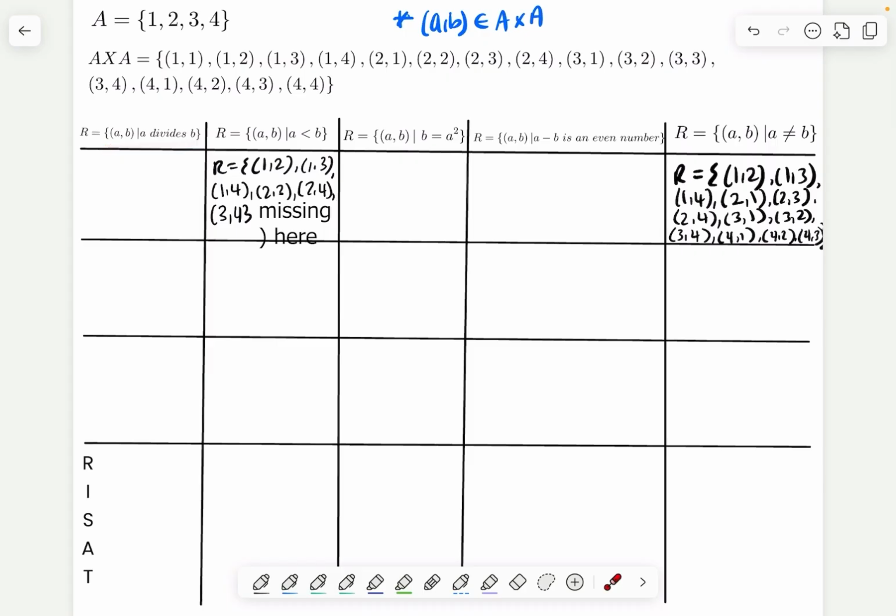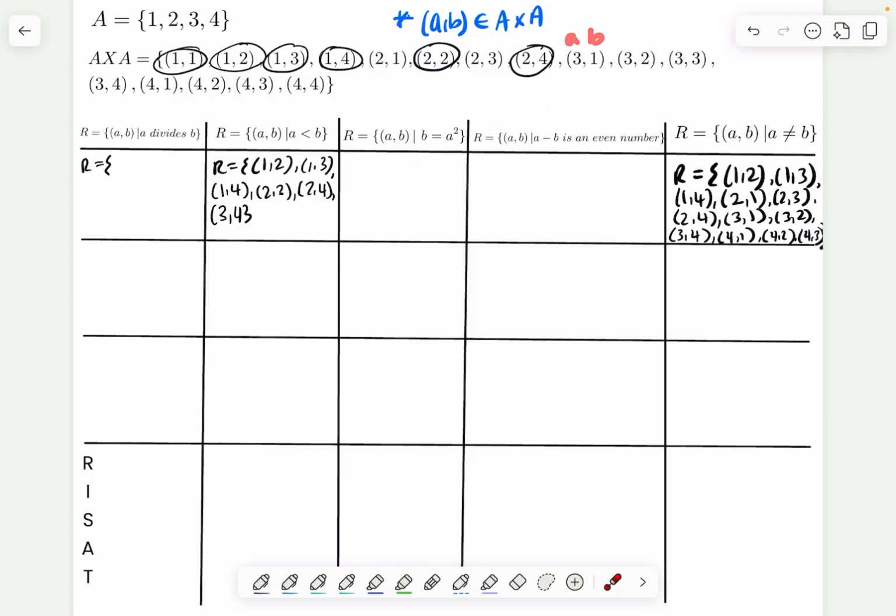Let's try this one here. Our relation is going to be equal to the set of all ordered pairs that are in this set where a divides b, meaning no remainder. So for the first one, this is a, this is b. Does 1 divide 1? Yes. This is a, this is b, so b is 2. Does a divide b? So does 1 divide 2? Yes. And we know that 1 divides everything, so all of these are true. This is a, this is b. Does 2 divide 1? No. Does 2 divide 2? Yes. Does 2 divide 3? No. Does 2 divide 4? Yes.